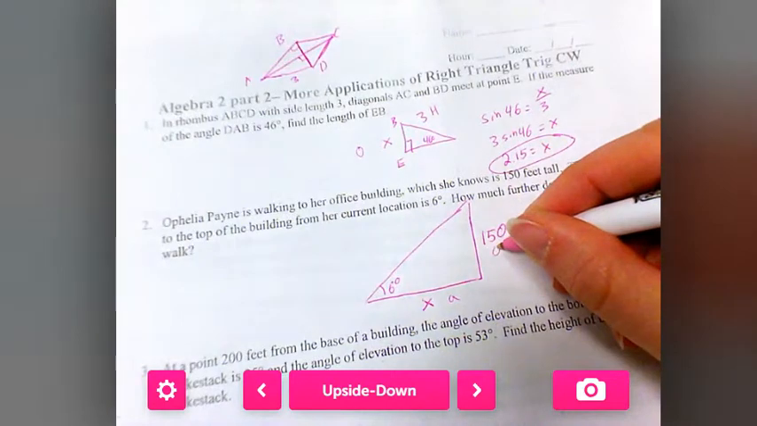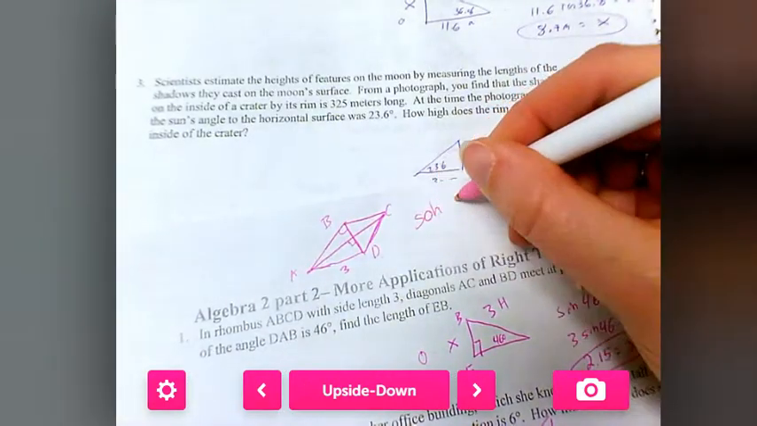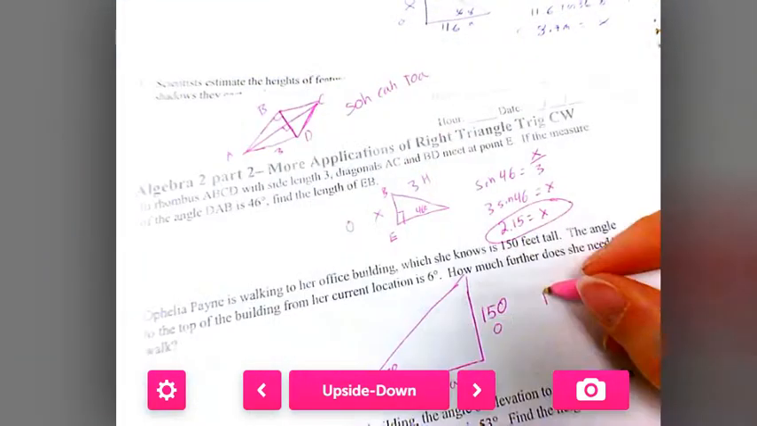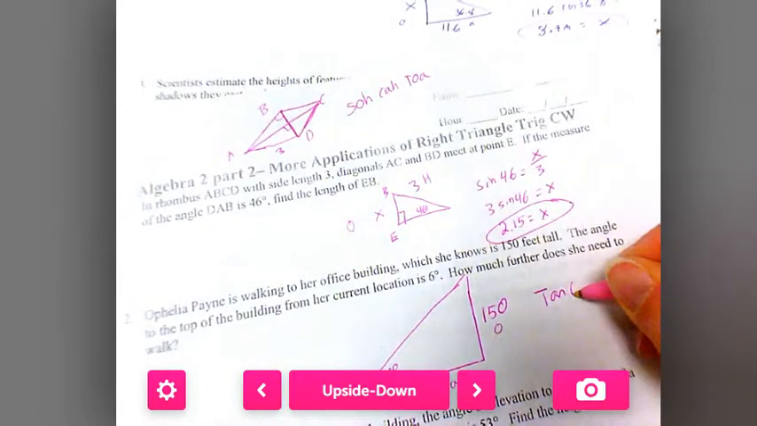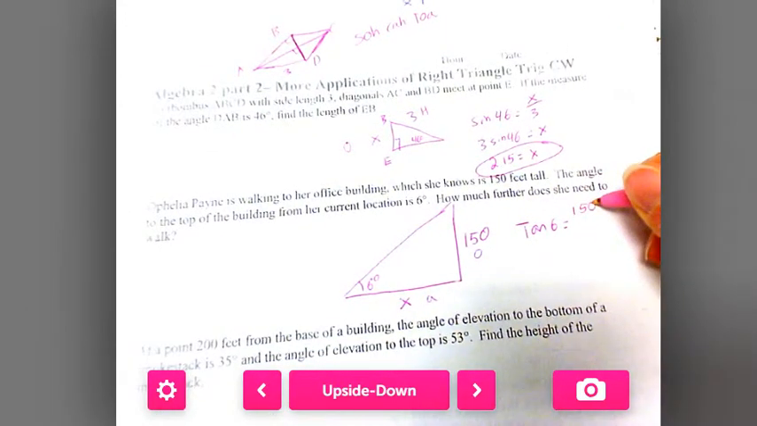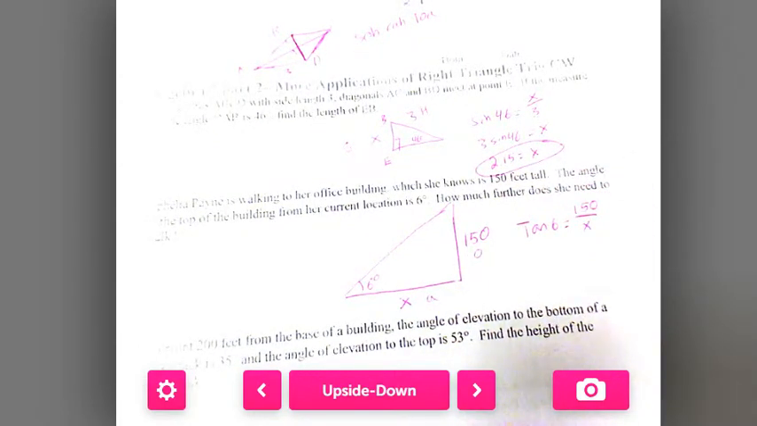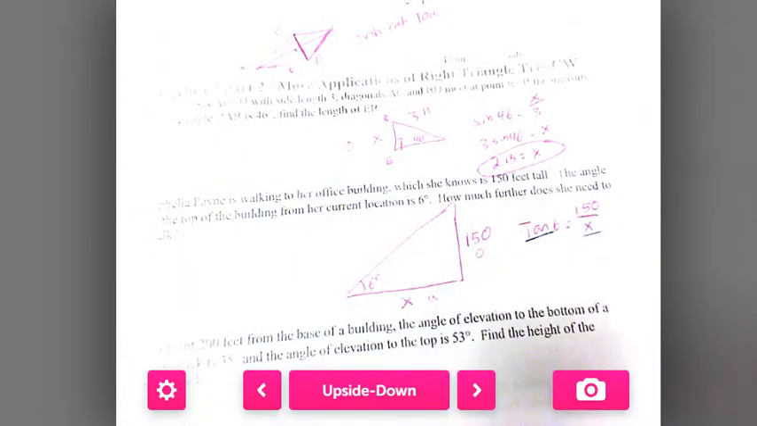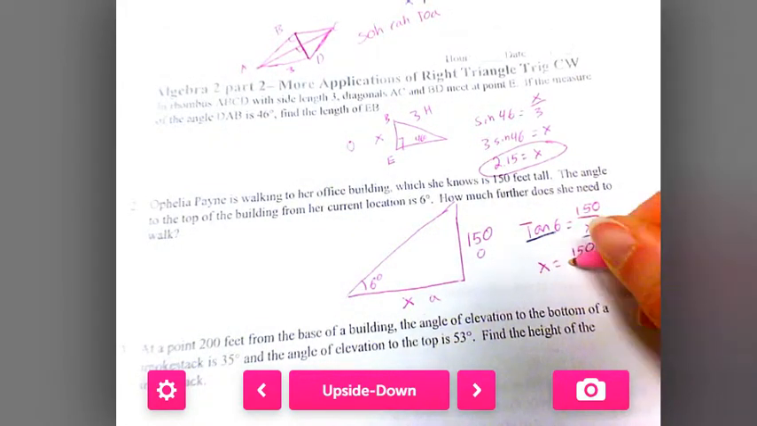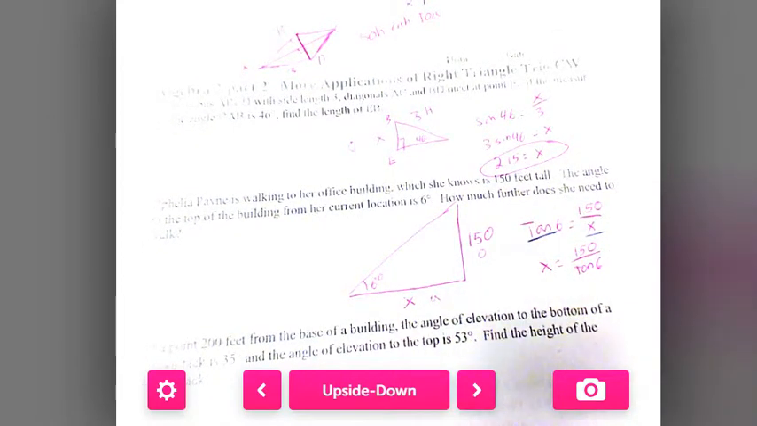This is my opposite, so I'm going to use tan, right? Because we remember SOHCAHTOA. O and A means I use tan. So I'm going tan of 6 equals opposite 150 over adjacent X. Remember, I said my trick to cross multiply is just switch those two things. So you get X equals 150 divided by tan of 6. And then I put that in my calculator.